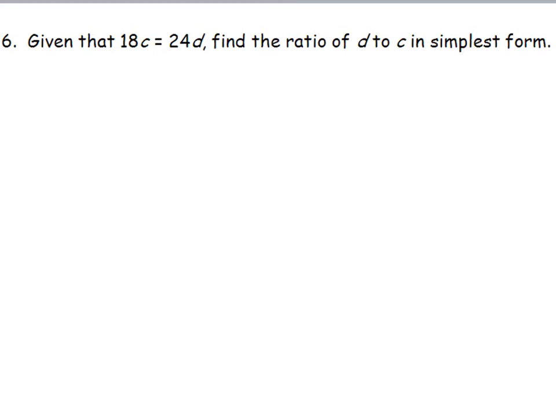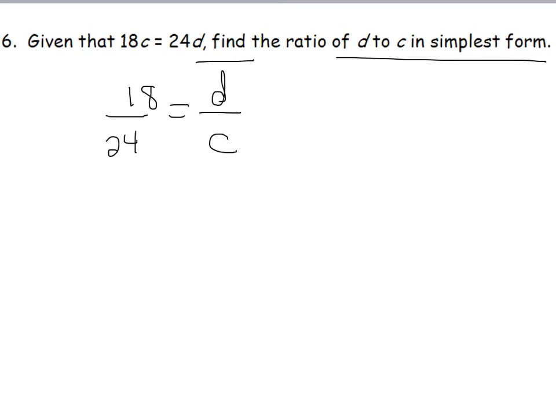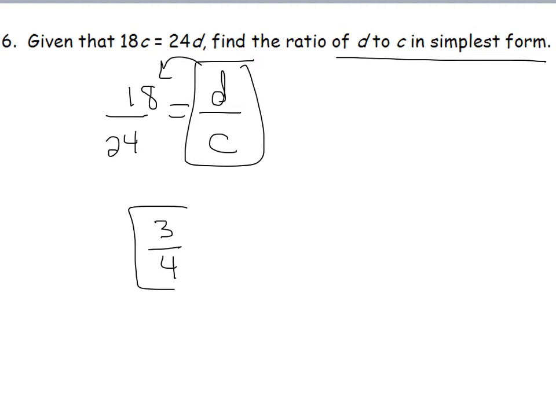It says, given that 18c equals 24d, I want you to find the ratio of d to c in simplest form. Well, remember, you guys, to get to this point right here, we have to use cross products. So 18 would have to be multiplied to c in order to get that 18c. And 24 would have to be multiplied to d in order to get the 24d. All right? So if I want the ratio of d to c in simplest form, the ratio of d to c is 18 to 24. But in its simplest form, when we reduce, we should get 3/4.